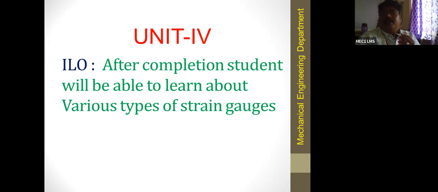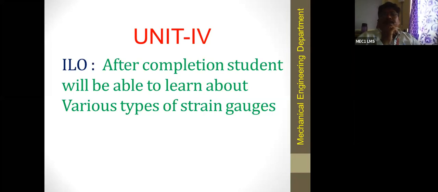Strain is nothing but gauge factor into dR by R, right? Correct, dR by R. When you consider that factor negligible, strain is equal to gauge factor into dR by R. And then we discussed that R is the resistance of a conductor, R is equal to rho L by A.